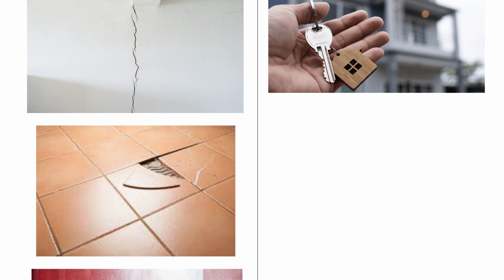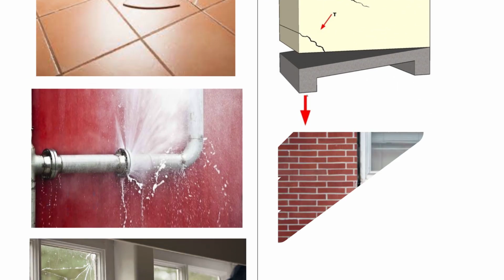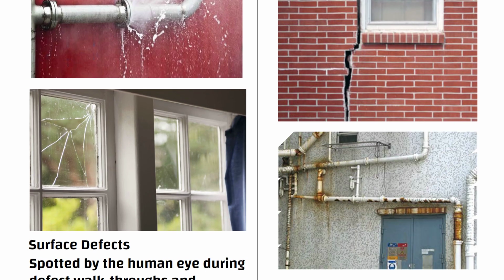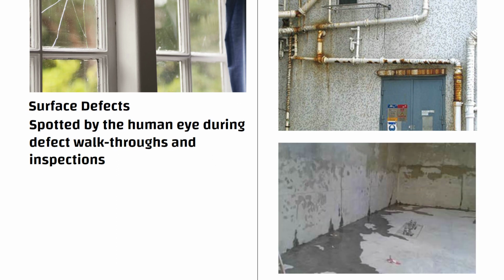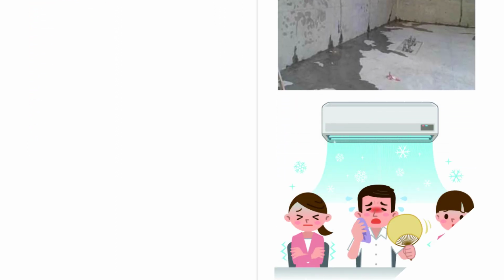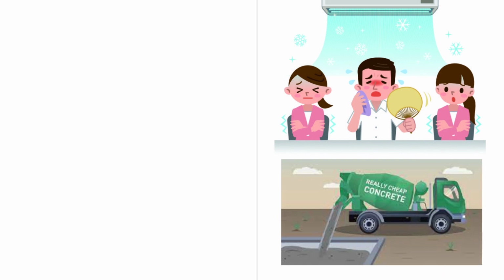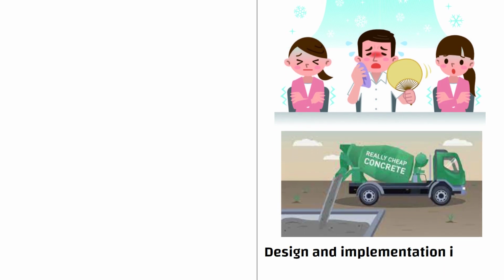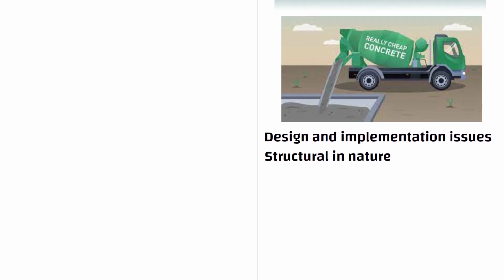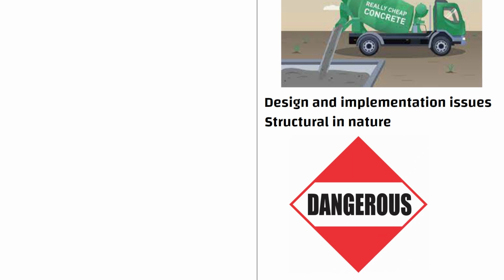Examples of latent defects include settlement of foundation, structural issues, faulty drainage, failure of waterproofing made to the basement, HVAC issues, and poor strength concrete issues. Latent defects involve design and implementation issues which are often structural in nature. This often makes them more dangerous and damaging than the patent defects.